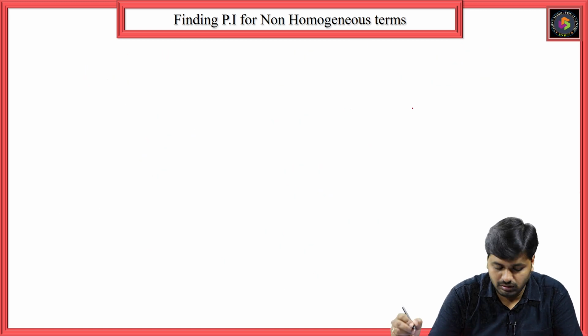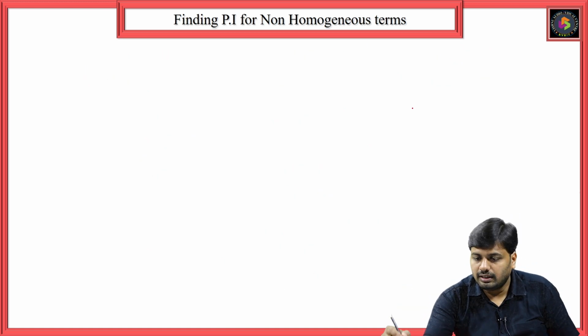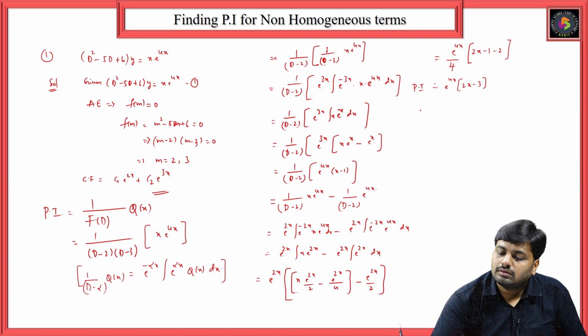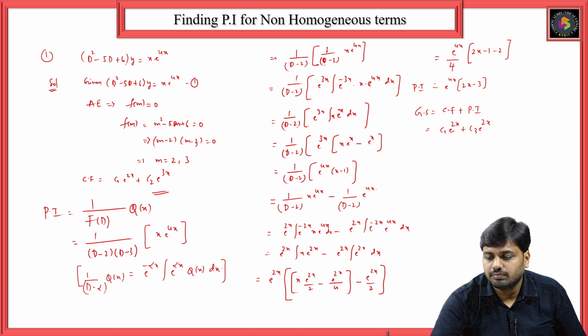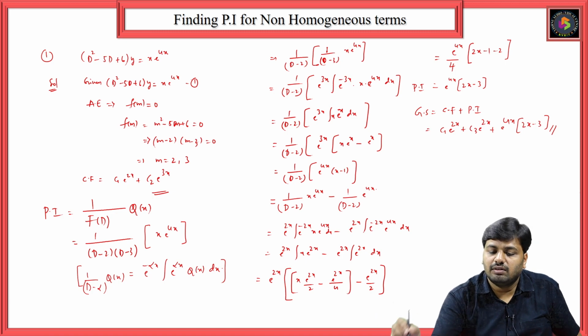But as we know, the general solution of this differential equation will be the complementary function plus the particular integral. That is, I'll write c1 e power 2x plus c2 e power 2x plus e power 4x of 2x minus 3 is the solution. This is the final solution.